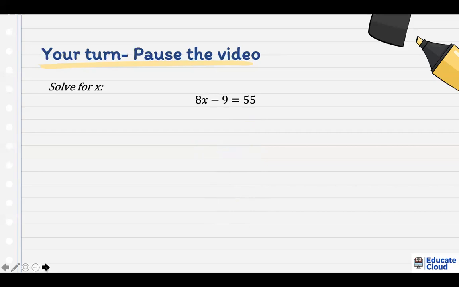All right, have a go at this. Pause the video, have a go. All right, so in this case, we're going to add 9 to both sides because it's a minus 9 already. We're doing the inverse operation. That's going to give us 8x equals 64. Now we divide both sides by 8 and get x is equal to 8, because 64 divided by 8 is 8 also. I hope you got that.